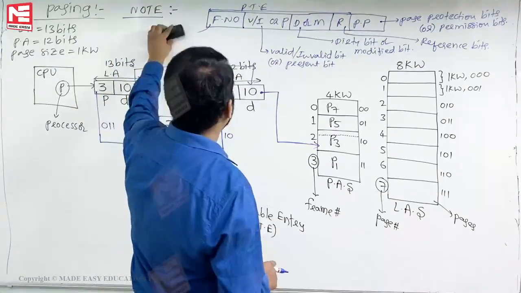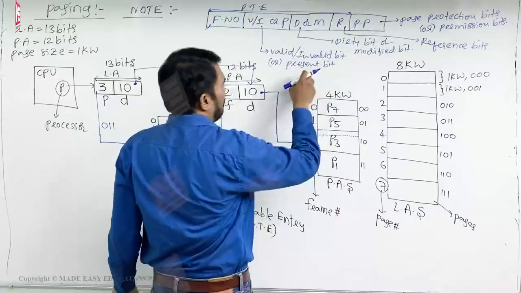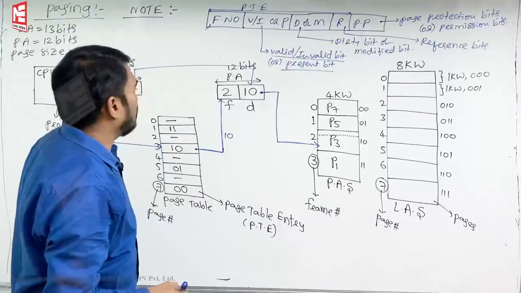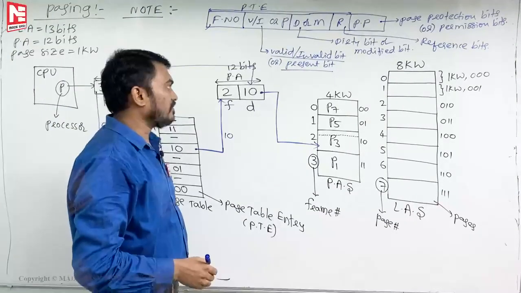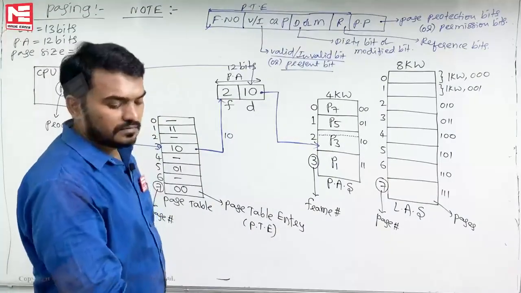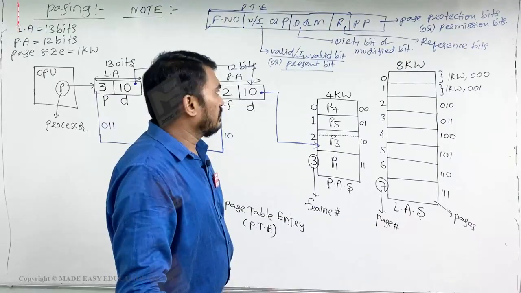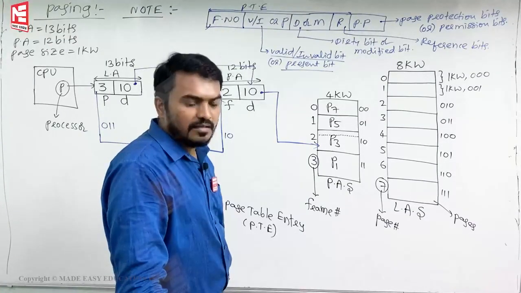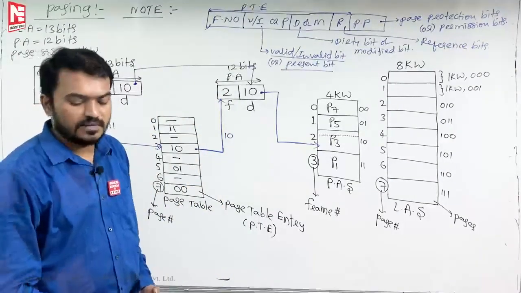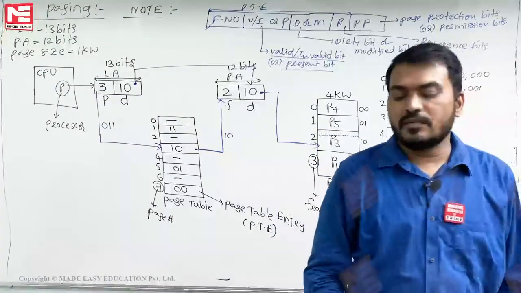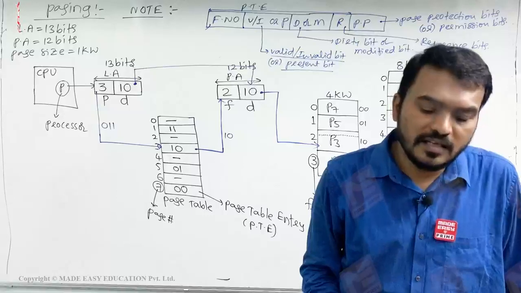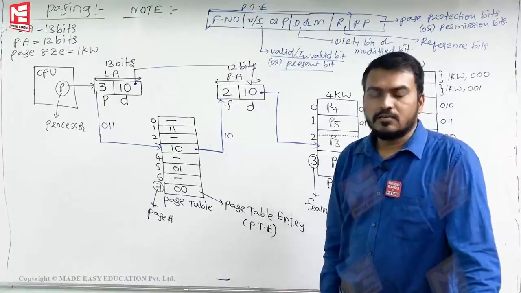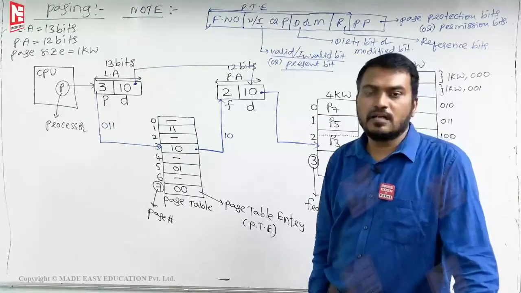so no need to worry about that, no need to discuss. Okay, next what you need to understand here: valid invalid bit or present bit. No doubt, keep the heading valid invalid bit or present bit, continuation में लिखो. No doubt, this bit is used to identify whether the page is available or not available in the main memory.